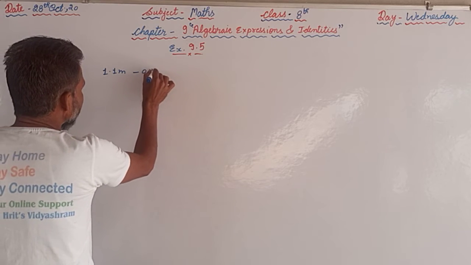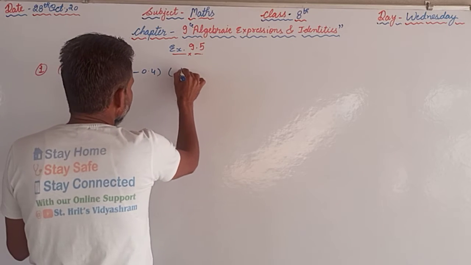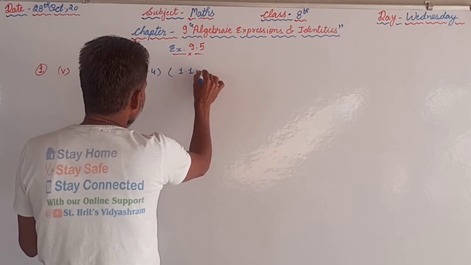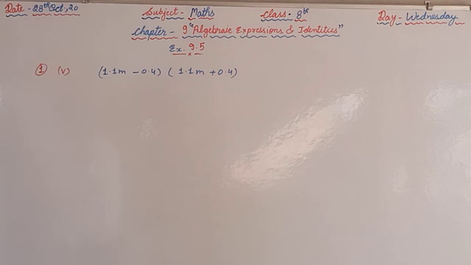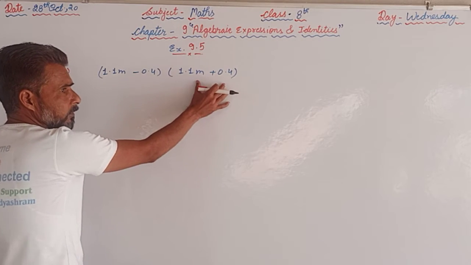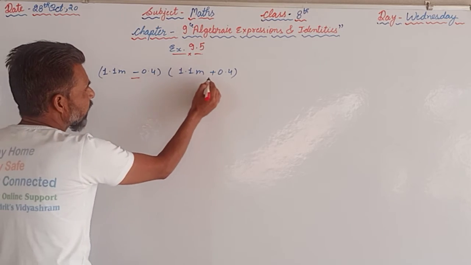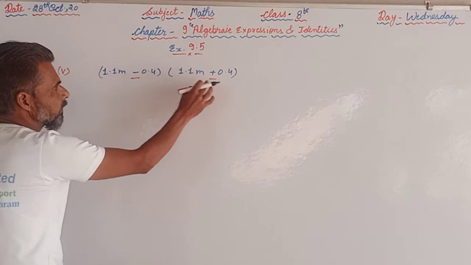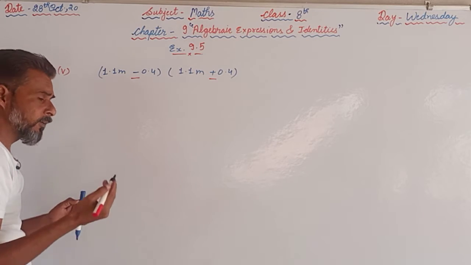minus 0.4), and in the second bracket (1.1 m plus 0.4). Now here both the binomials are the same in magnitude, but they have different signs, here minus, here plus. So we use a different identity for that.